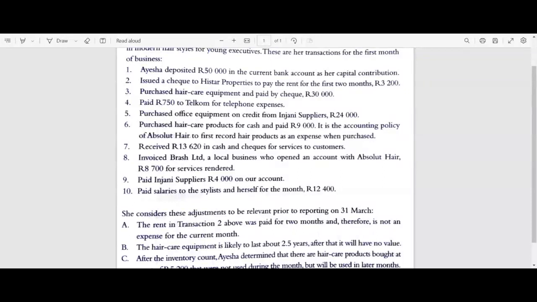Now, does this involve our bank account? Does this transaction involve our bank account at all? Just yes or no? No, thank you, Levante.